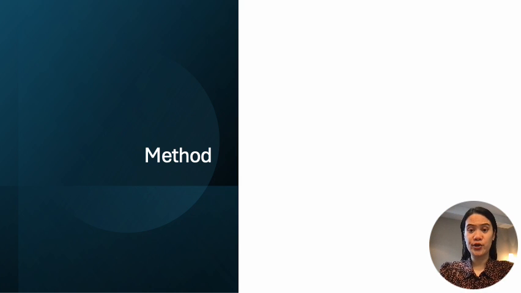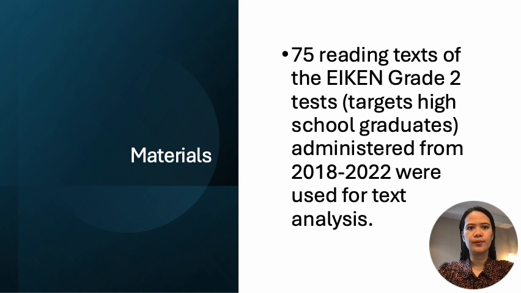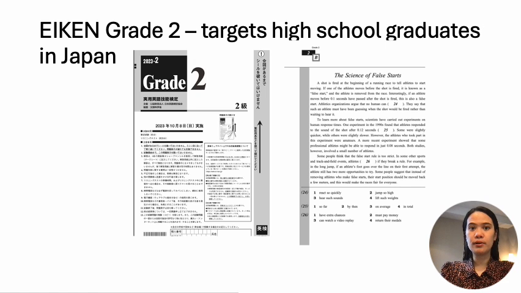Let me talk about the text materials that I used. I used 75 reading texts of the Aiken Grade 2. Aiken is a popular proficiency test in Japan. Aiken Grade 2 is intended for high school graduates in Japan. I used the tests administered from 2018 until 2022. Here is a sample of an Aiken Grade 2 text. For text analysis, I removed the comprehension questions as well as the options. For gap fill passages, I completed each passage with the correct answers.